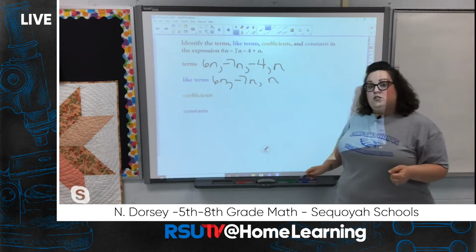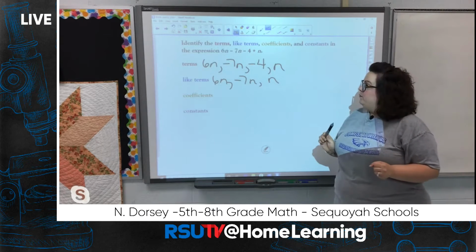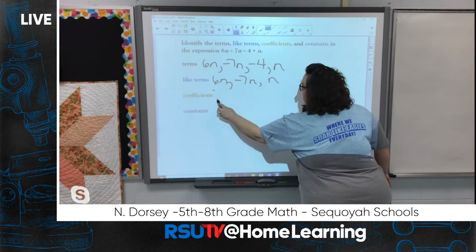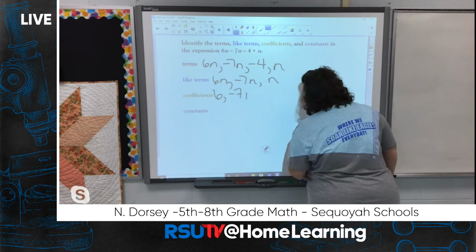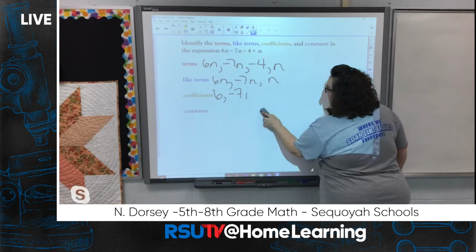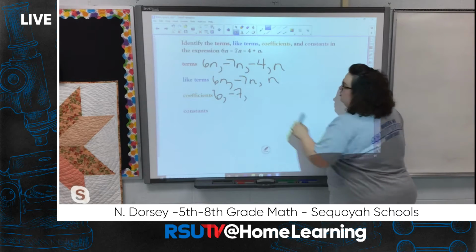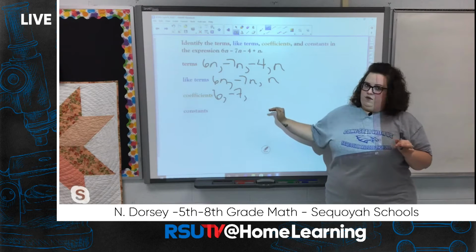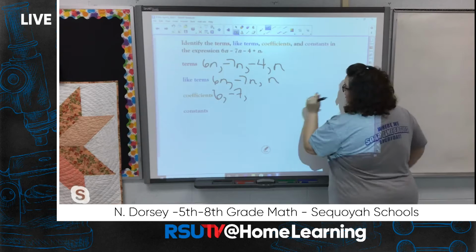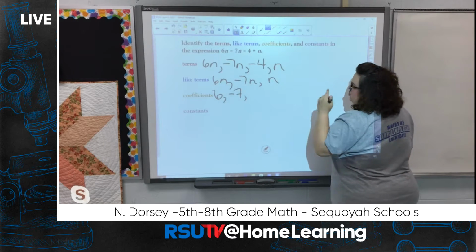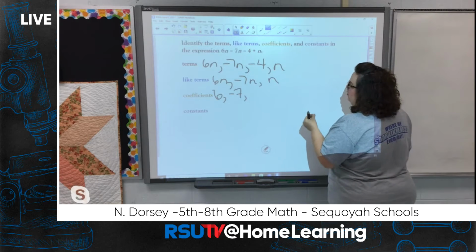Coefficients. Remember, coefficients are any numbers that are attached to a variable or letter. So my coefficients are 6, negative 7. Oh, I was about to write n. Do not write the variable when you are writing the coefficients because that is not a part of the coefficient. Now, if we look at n here, there's no visible number in front of it, and that's because we automatically know it's 1n.